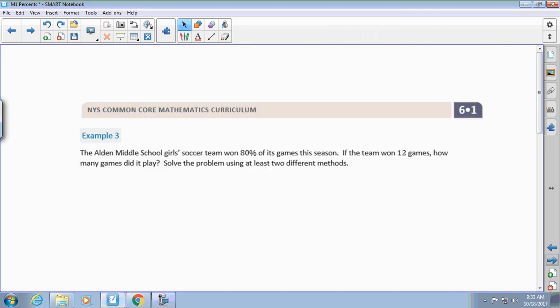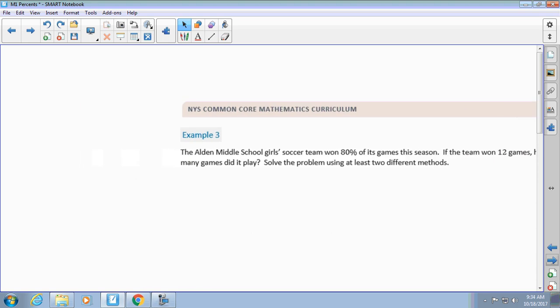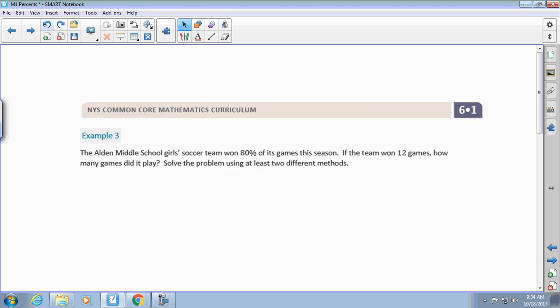All right, we're on the next page. The kids are going to do this example on their own. It says the Alden Middle School girls soccer team won 80% of its games this season. If the team won 12 games, how many games did it play? All right, we're going to solve it with a proportion. I'm going to get the right tool here.